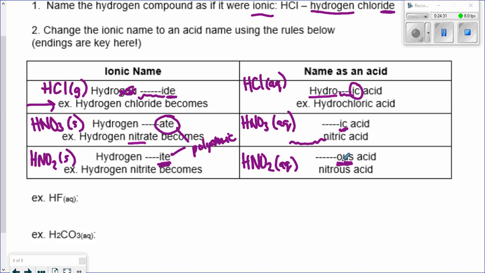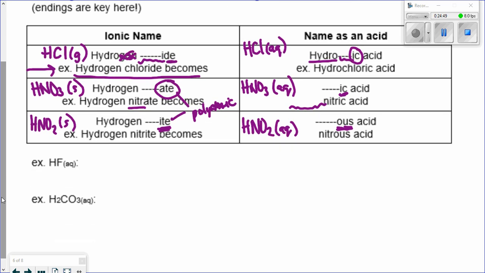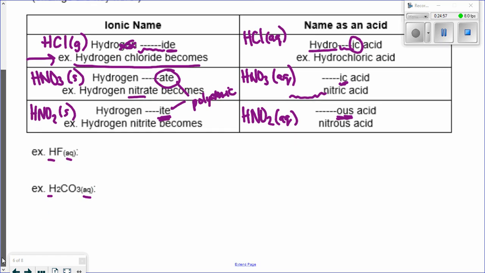So we'll just do a couple of examples here. In your book you might have had blanks here. My book has that. I don't know why this set of notes does have it filled in. It's all good though. So HF aqueous, so again, seeing this aqueous paired with that H in front, I think I'm missing an example here.